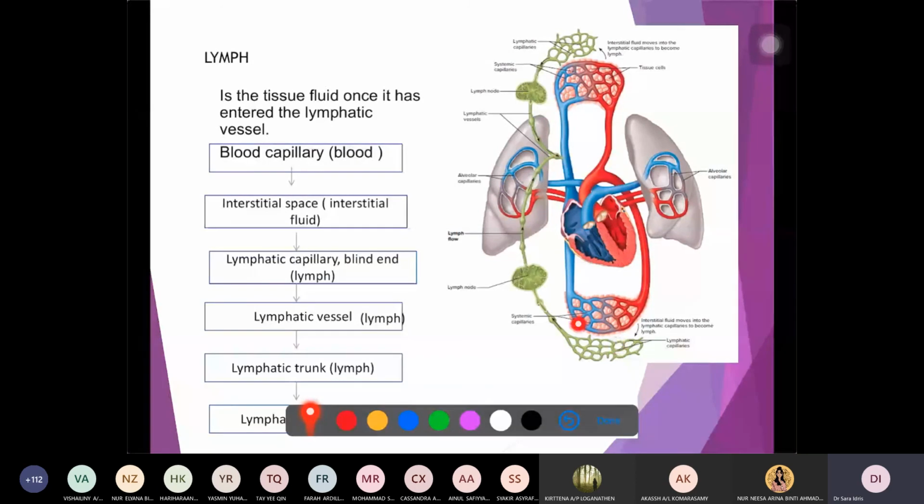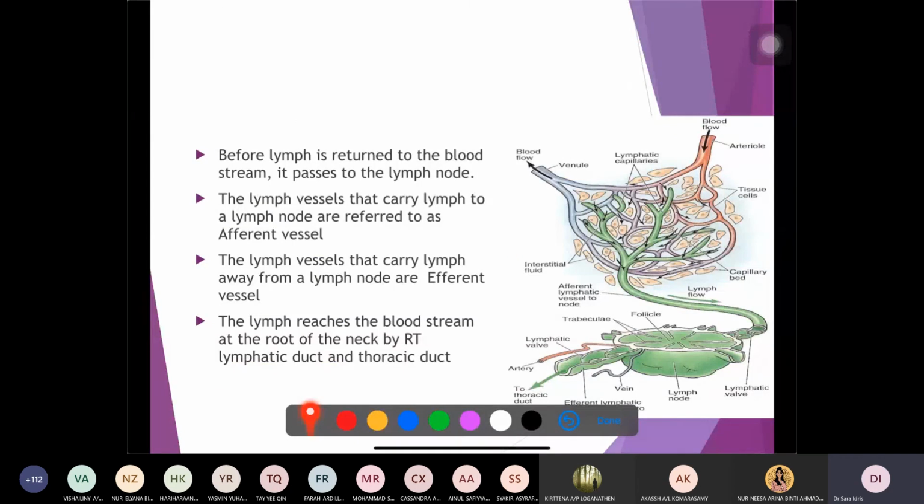As it goes back, it will go through all your lymph nodes, which will help to eliminate any pathogen in the area and take part in the immune system. Before the lymph is returned, as I mentioned, it has to go through a lymph node. The lymph node will have an afferent and an efferent vessel. So afferent lymph will go into the lymph node and efferent lymph will go out of the lymph node.